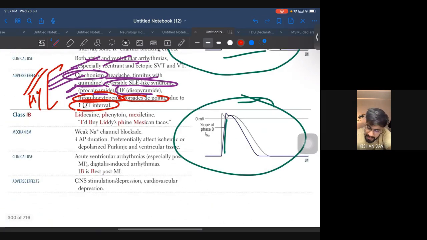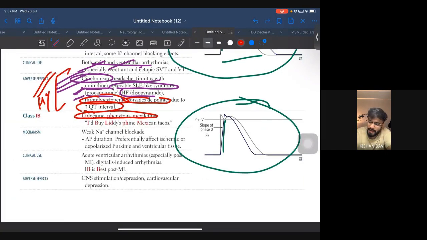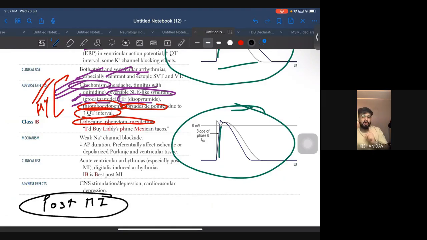Coming to class 1B: lidocaine, phenytoin, mexiletine. If they are asking you about class 1B, one important line they are supposed to give is anything related to post myocardial infarction. If they ask which antiarrhythmic you should give post myocardial infarction, go for class 1B. The adverse effect here is cardiovascular and respiratory depression. So this is very important; make sure you know this.